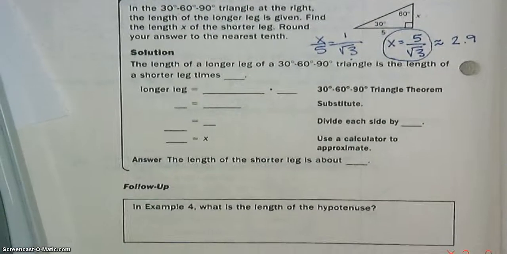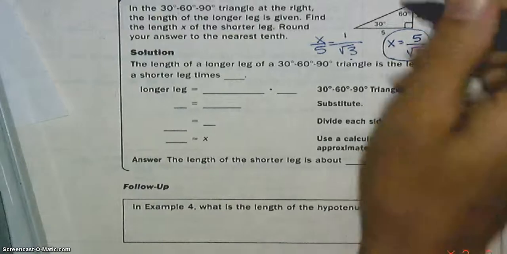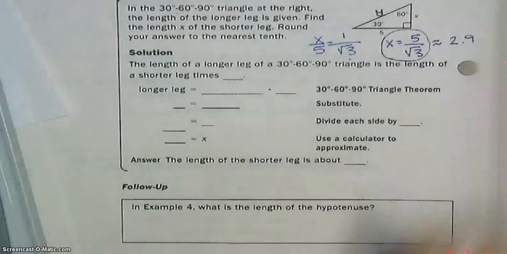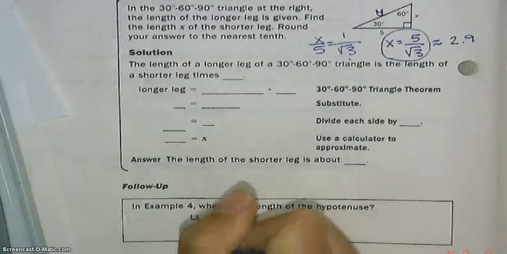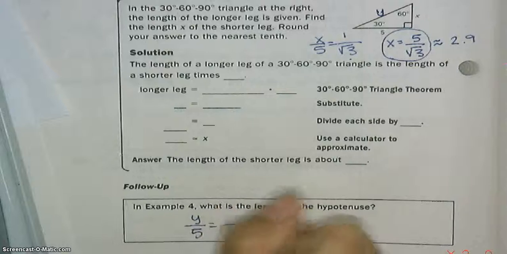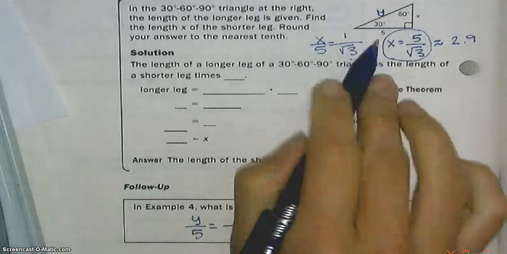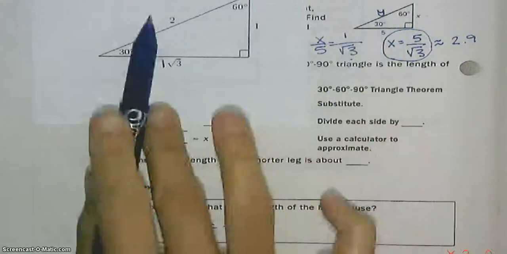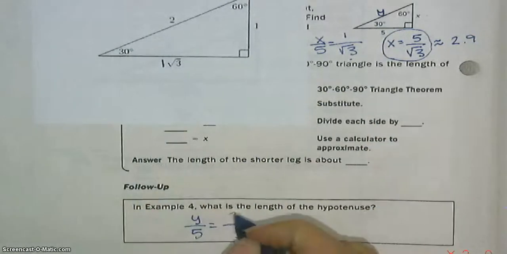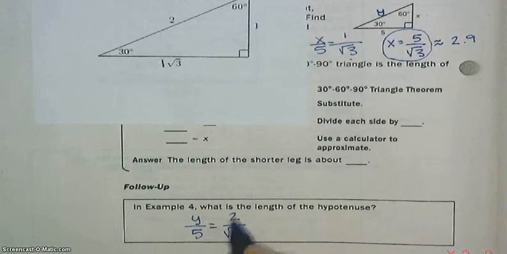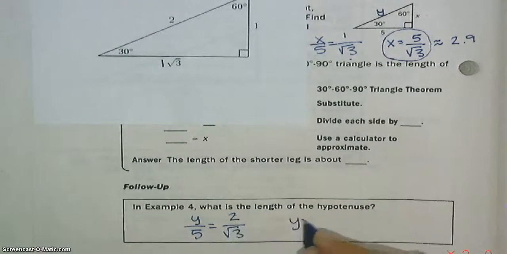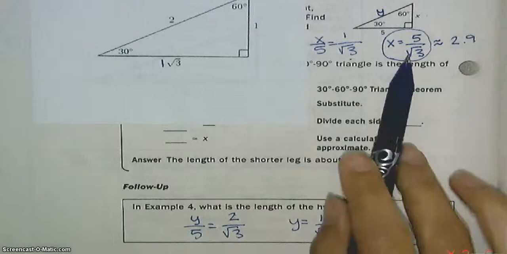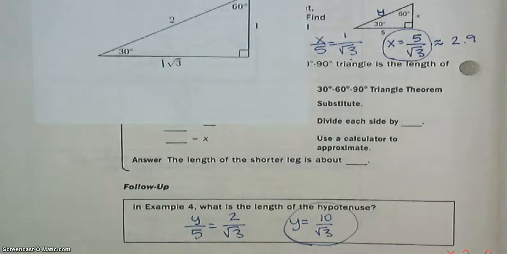This example says, what is the length of the hypotenuse? So let's call that hypotenuse y. See if we can find that. So I'm going to do y is to 5 as, let's get out our triangle again. y is to 5 as 2 is to root 3. So cross multiply, y equals 5 times 2 is 10 divided by root 3. Notice that's double what we got before. That makes sense because the hypotenuse is supposed to be double the shorter leg.